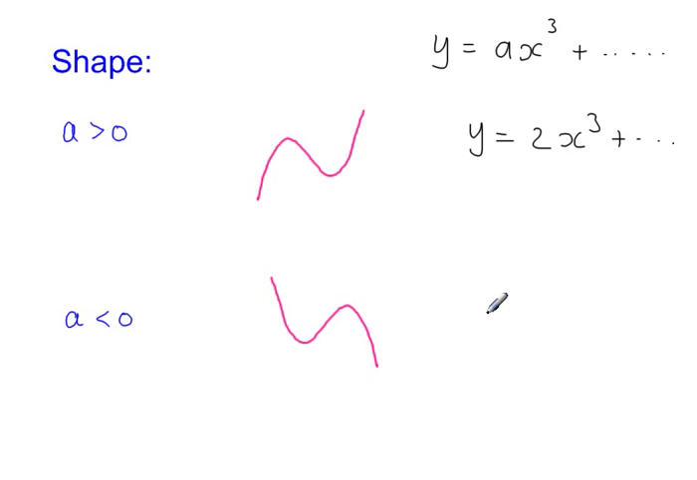And if the coefficient of x cubed is negative, so y is equal to minus x cubed plus whatever, a negative coefficient of the x cubed term, again the graph from the left to the right comes down first to a minimum, increases to a maximum, and then goes down again. This is very useful to know when you're sketching cubic graphs.